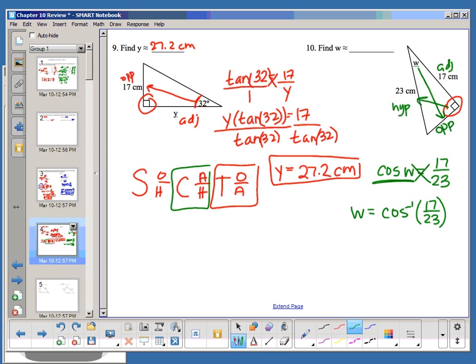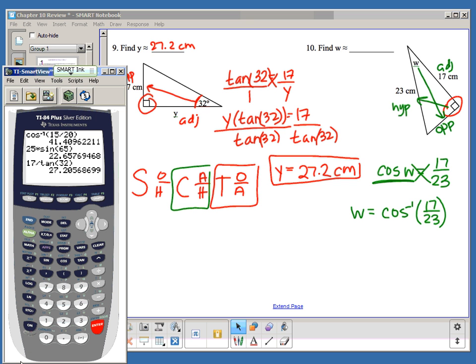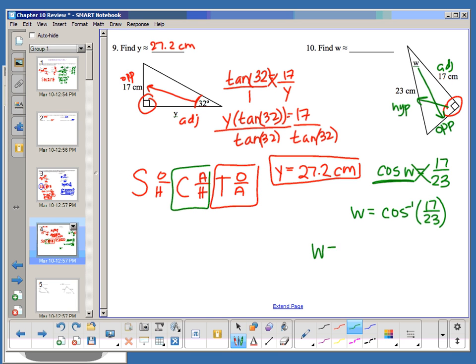Cross multiplying would not help me because I just get 23 times cosine of w equals 17. And I'm going to end up dividing that 23 over to be able to inverse. So cross multiplying does not help me. Whenever you need to solve for an angle, you should be thinking I need to use the inverse. So you just grab your calculator. Second cosine of 17 divided by 23. Oops, if I could type in my calculator. And I get 42.3 degrees. So that angle is 42.3 degrees.